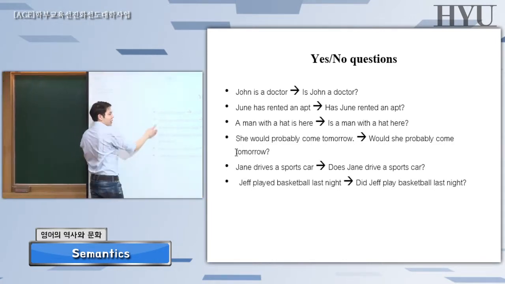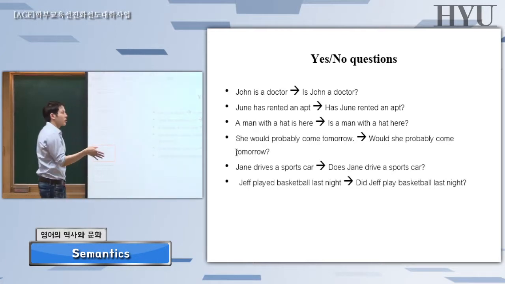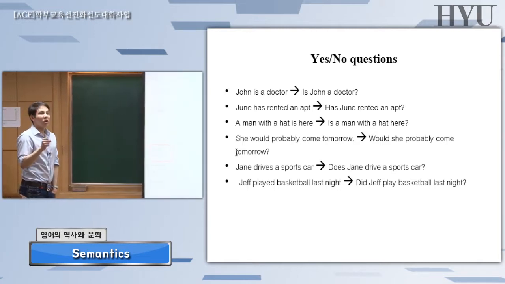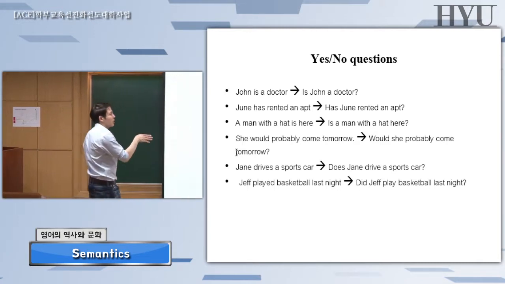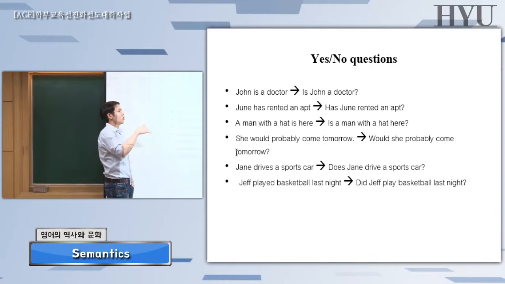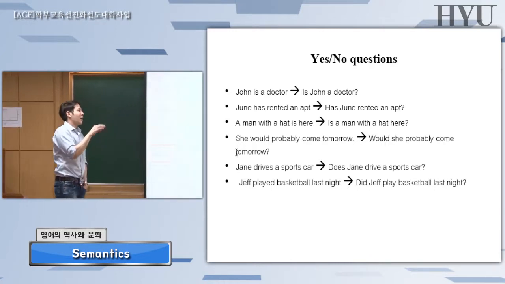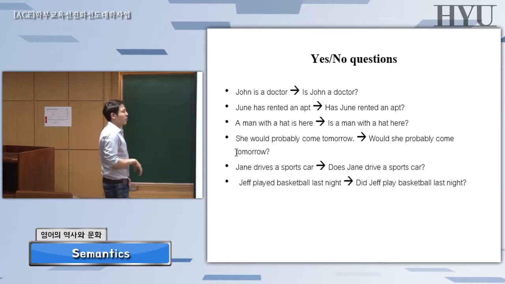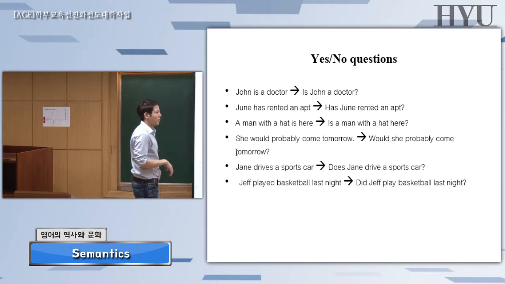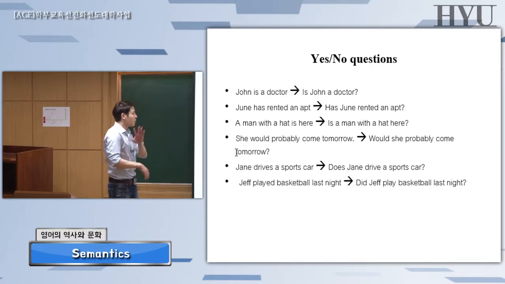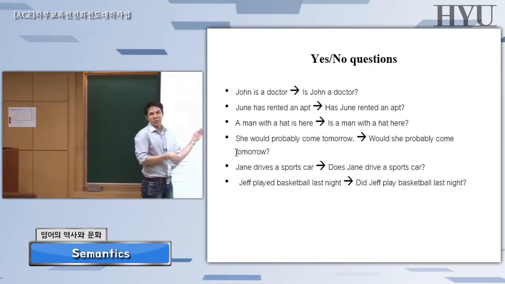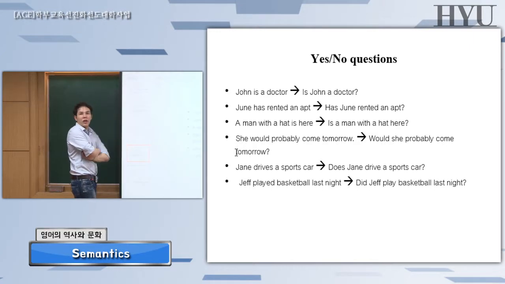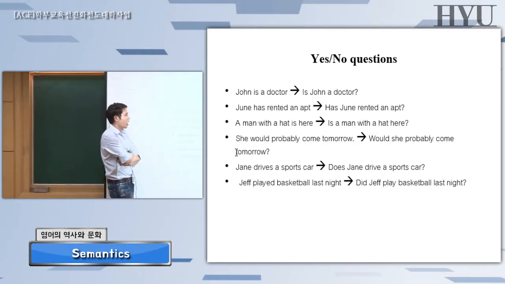When you have statements like all of these, John is a doctor, you want to change it into a yes, no question. You can do it like, is John a doctor? Like that. June has rented an apartment. Has June rented an apartment? Like that. A man with a hat is here. Is a man with a hat here? Like that. She would probably come tomorrow. Would she probably come tomorrow? And so on. Every one of us can do this, right? Change from one to the corresponding question version.